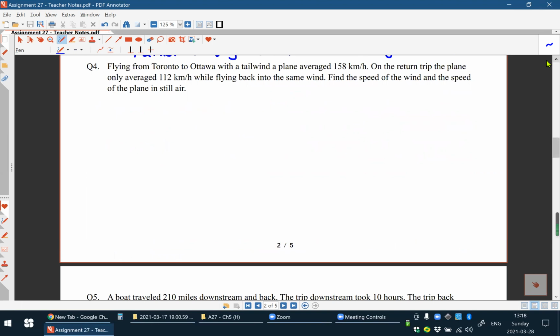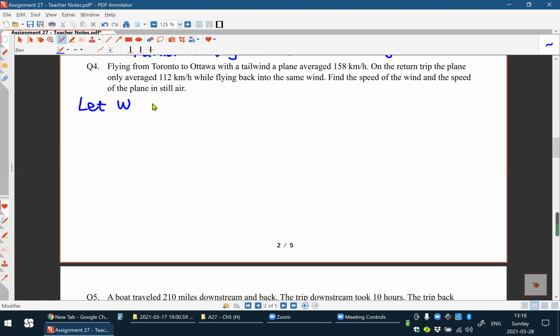Flying from Toronto to Ottawa with a tailwind, a plane averaged 158 kilometers per hour. On the return trip, the plane only averaged 112 kilometers per hour while flying back into the same wind. Find the speed of the wind and the speed of the plane in still air. So there are two quantities unknown that you want to find, right? So first of all, let's use two letters to stand for the two quantities we want to know.